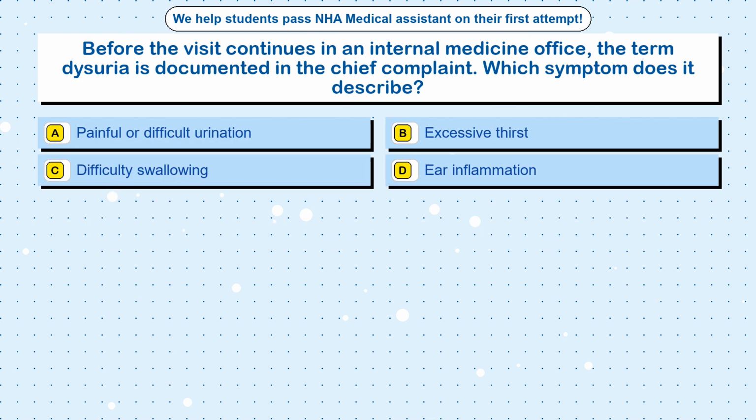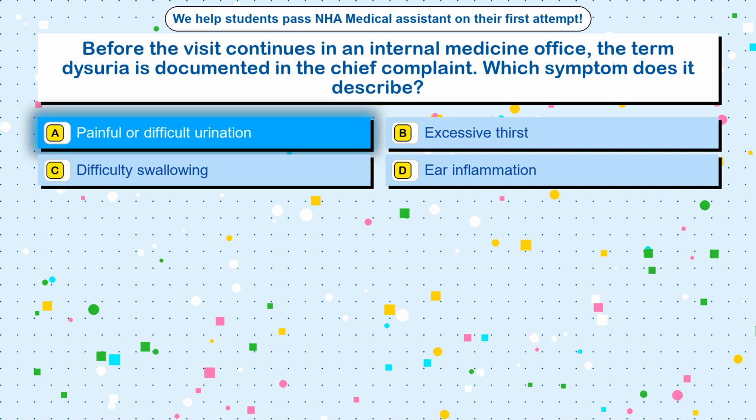Question 75. Before the visit continues in an internal medicine office, the term dysuria is documented in the chief complaint. Which symptom does it describe? Option A, painful or difficult urination. Option B, excessive thirst. Option C, difficulty swallowing. Option D, ear inflammation. The correct answer is option A, painful or difficult urination.